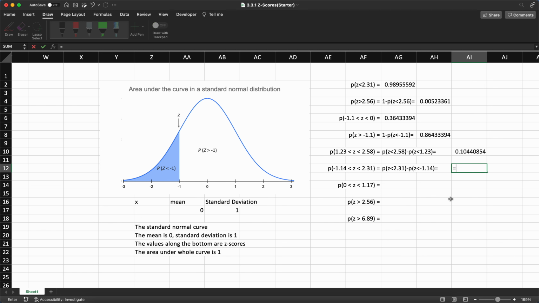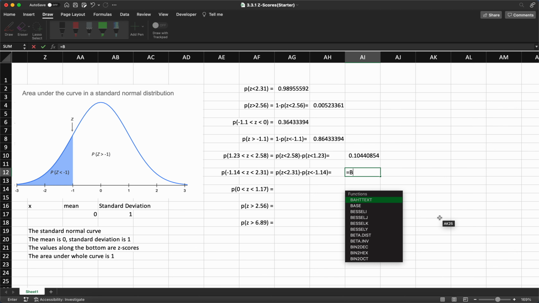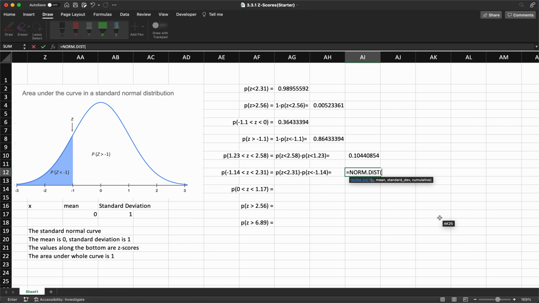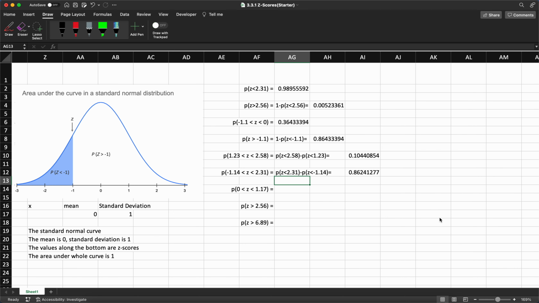So in this case, and I'll move this over a little bit so we can see the whole formula, we have norm.dist, and we have the 2.31, comma 0, comma 1, comma true, minus norm.dist, and we have negative 1.14, comma 0, comma 1, comma true, and that gives us 86.24 or 0.8624 as our value.